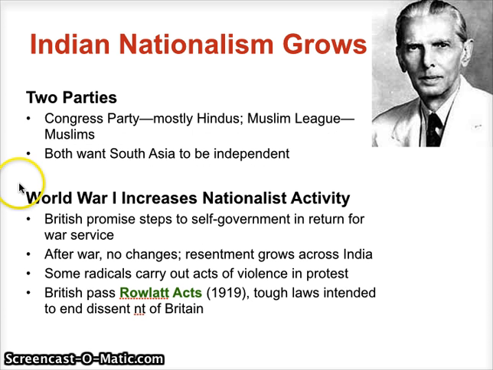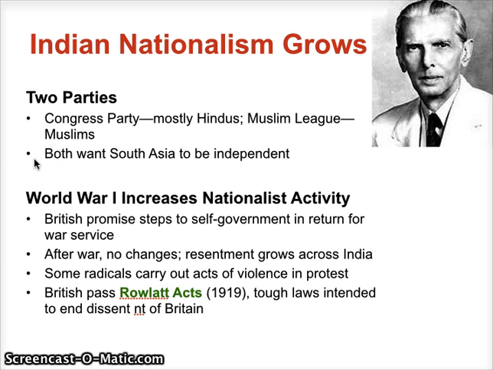So in India, we have the growth of nationalism. And this is marked by two parties emerging. We have the Congress Party, which is mostly Hindus, and we have the Muslim League, which is, of course, mostly Muslims. And they want to be independent from Britain. So if we remember, India was sort of a colony of Britain.